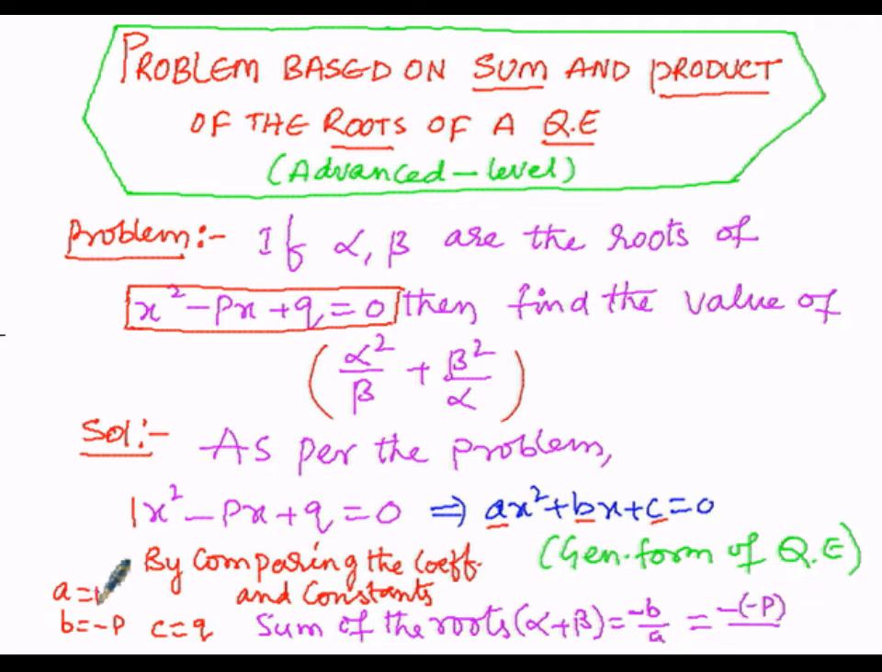Then minus of minus is plus, so plus p divided by 1 is p. In this manner we got plus p. So the sum of the roots, alpha plus beta, is equal to plus p. That implies the sum of the roots, alpha plus beta, is given by p, that is the positive one.